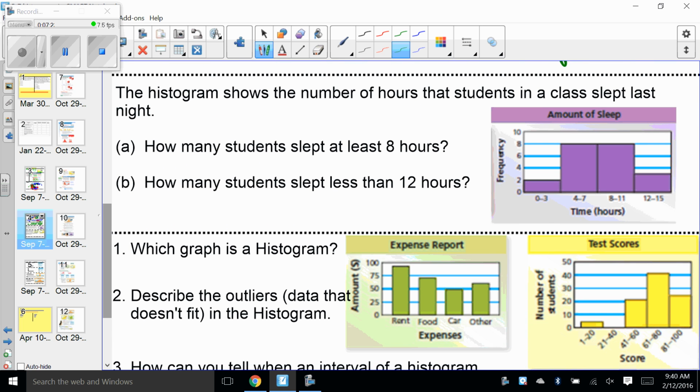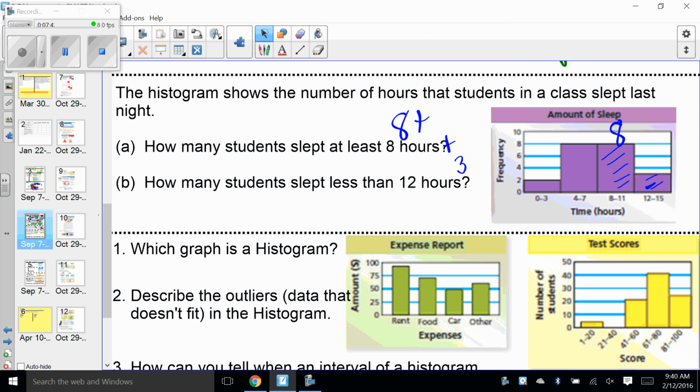Okay, let's move on. The histogram shows the number of hours that students in a class slept last night. How many students slept at least 8 hours? That means 8 hours and more. So that's all of these students and all of those students. Looks like 8 in here. And this is looking like a data value of 3. So at least would be 11. It's looking like 11 students slept 8 hours or more, those top bars.